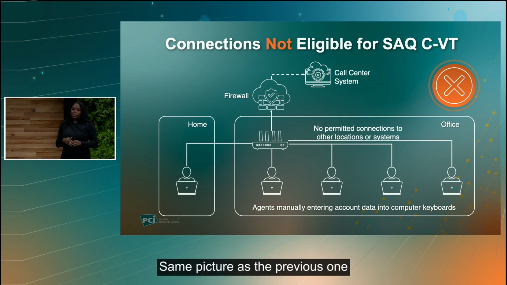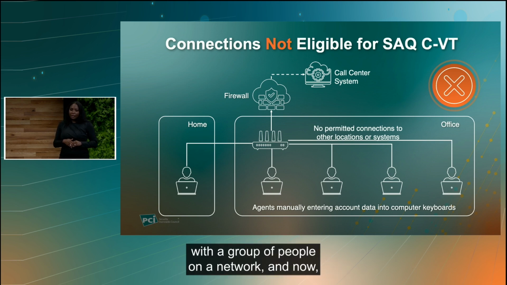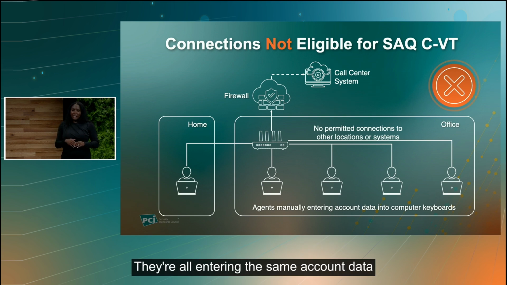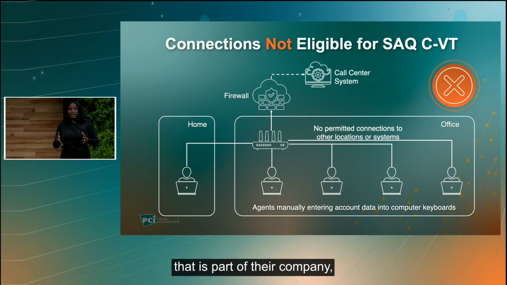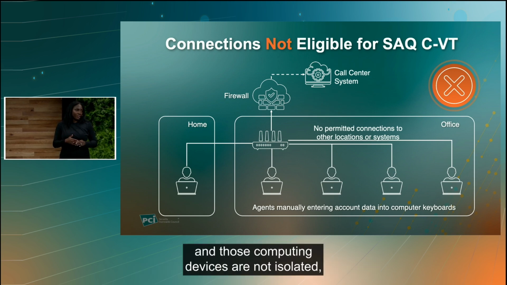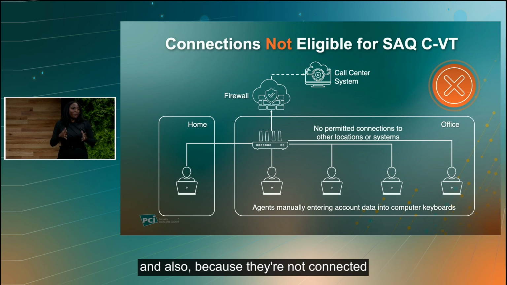Same picture as the previous one with a group of people on a network, and now there's also an employee connecting remotely from home. They're all entering the same account data into their securely connected web browser. But again, they're connected to a system that is part of their company, not a third-party service provider's. And so they're not eligible for CVT because there are other connected systems and those computing devices are not isolated, and also because they're not connected to a third-party service provider's virtual payment terminal solution.